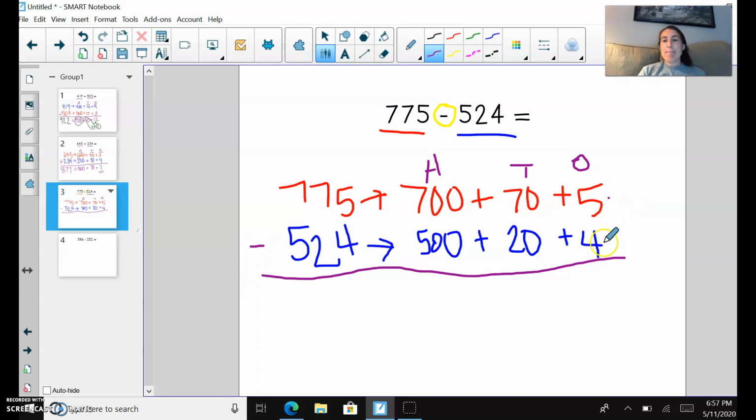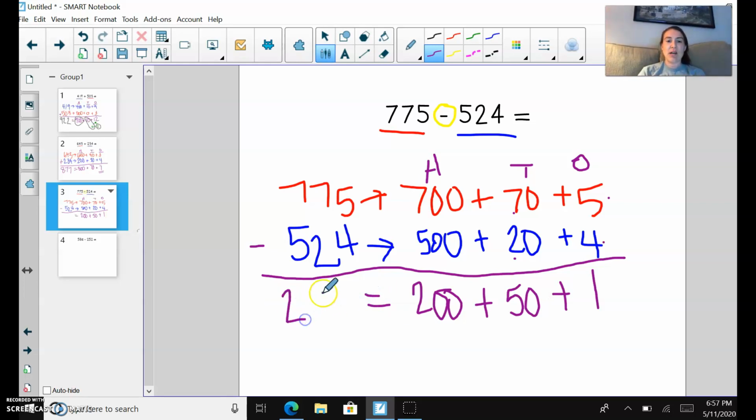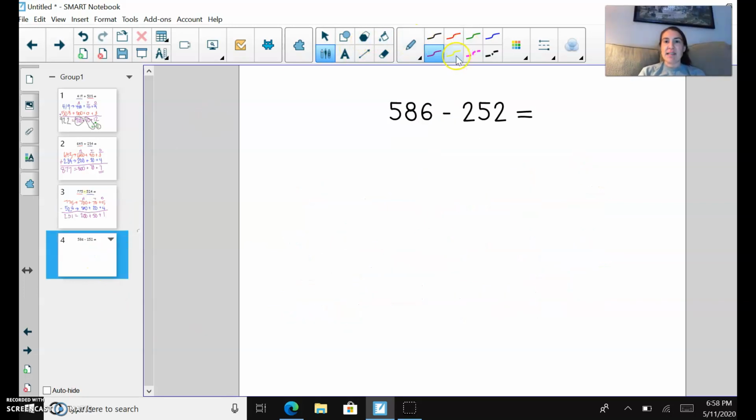So I'm going to say 5 minus 4. It's not 9. That would be 5 plus 4. 5 minus 4 is 1. Then I'm going to do 70 minus 20. Well, 7 minus 2 is 5. So 70 minus 20 has to be 50. Then 700 minus 500. So that's going to be 200. Now, it's in expanded form, so I still need to squish it back together into standard form. So 200 plus 50 plus 1 is 251.